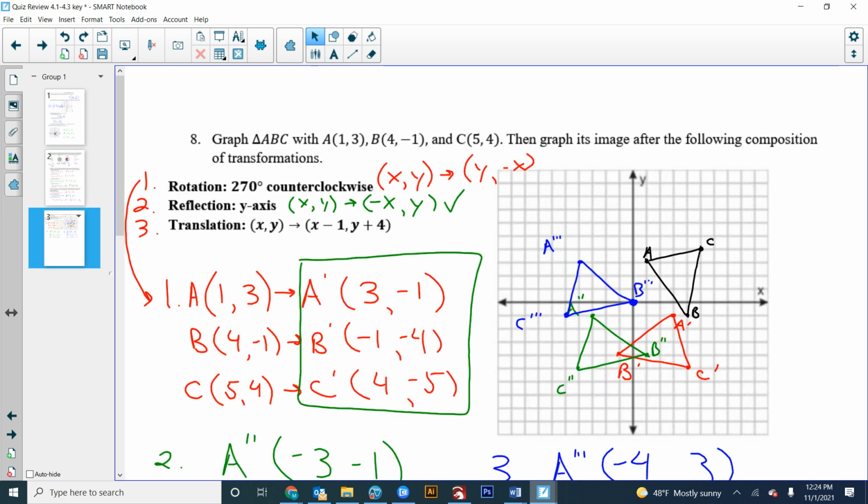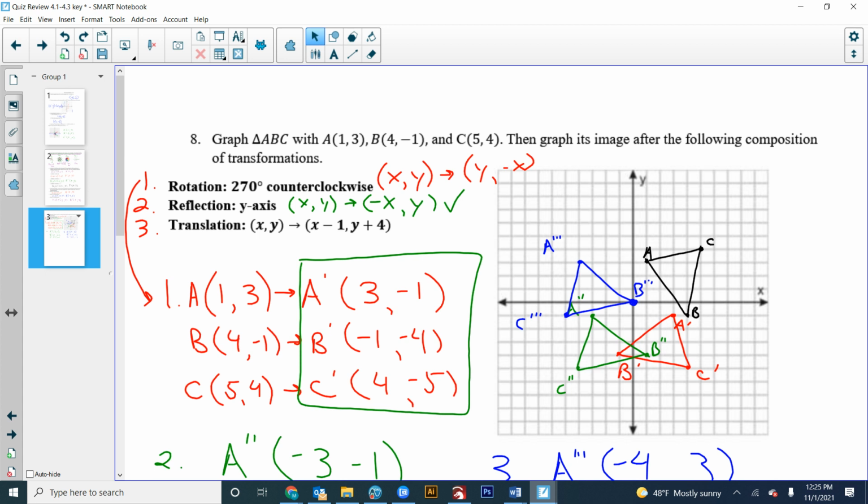All right, this one is tricky. We have a 270 counterclockwise rotation, then we have a reflection, then we have a translation. So what I did, I graphed ABC in black. Here's ABC. Then my first transformation, a 270-degree counterclockwise rotation, I wrote the rule up here in red, y, negative x. So here's how I show my work.